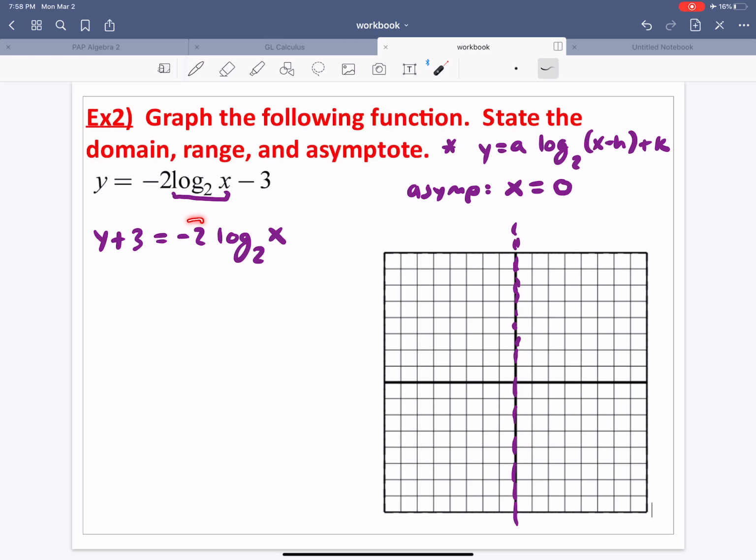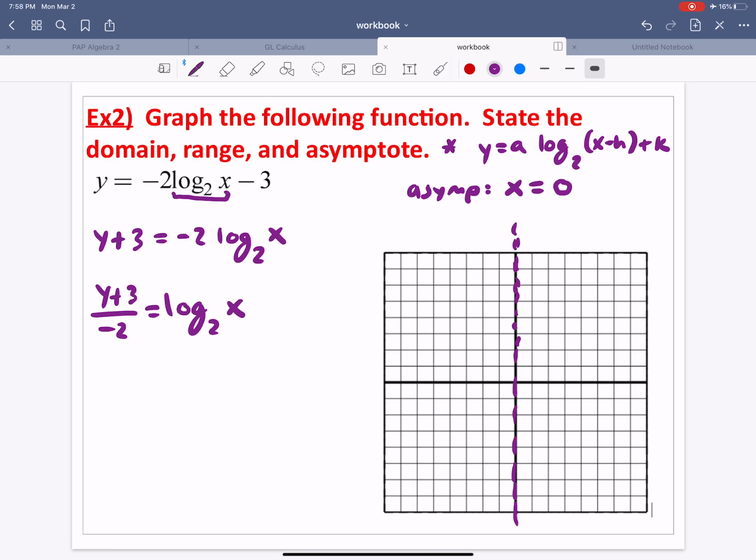Now the next thing I'm going to do is take this -2 and move it to the other side. The way we algebraically do that is through division. So this becomes (y plus 3) divided by -2 equals log base 2 of x.